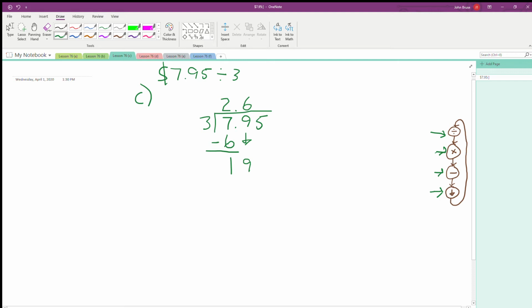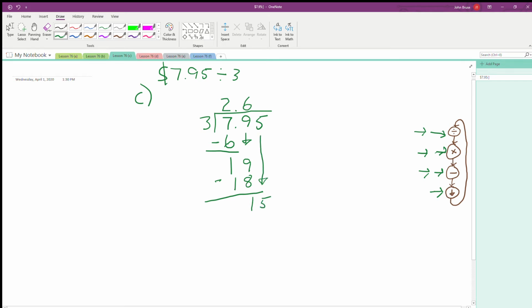So we're back here. We just did the division. Now we're going to multiply. 6 times 3 is 18. That's this step here. And then I'm going to subtract. 19 minus 18 is 1. That's this step here. And then we're going to bring down. So we got to bring down this 5.